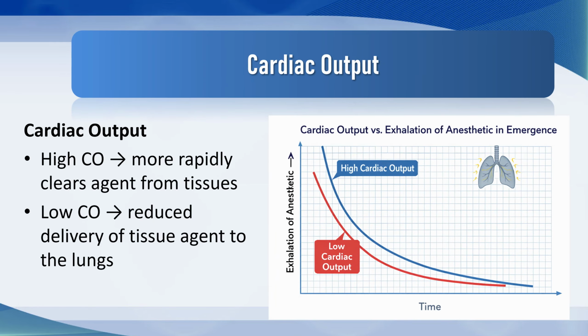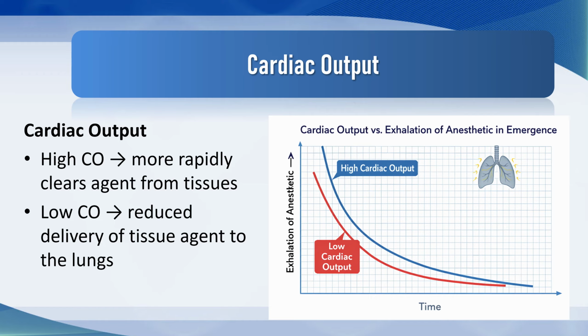Let's look at cardiac output, and this is important. During emergence, increased cardiac output increases washout of volatile agents as they are being delivered from the tissues back into the blood, particularly from the brain. And it speeds return of consciousness, although the net effect is a balance between more rapid tissue washout and more efficient pulmonary clearance.